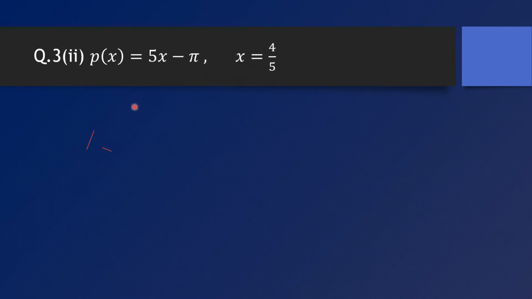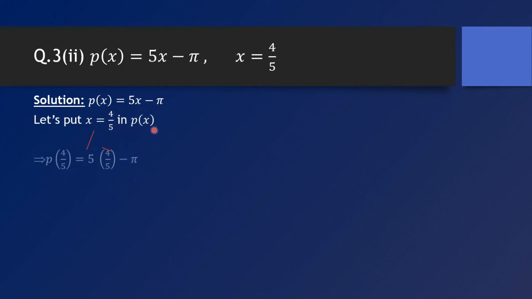Here in question number 2, p of x is given as 5x minus pi, and we need to put x is equal to 4 upon 5. So let's take this polynomial as 5x minus pi, and let's put x is equal to 4 upon 5 in the given polynomial. So p of 4 upon 5 is equal to 5 into 4 upon 5 minus pi.